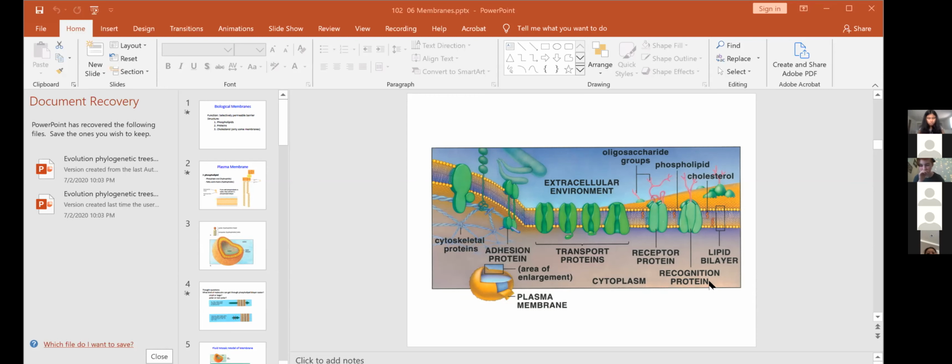Okay? So recognition proteins recognize both self, but also they can recognize other cells that are adjacent. So as cells grow and they become organs, we don't want those organs to be too big or too little, right? So when cells join next to each other, recognition proteins can do that.